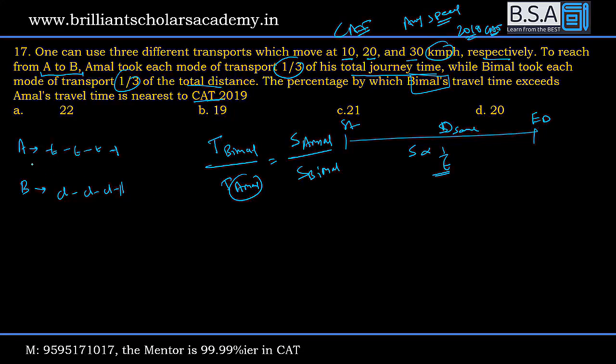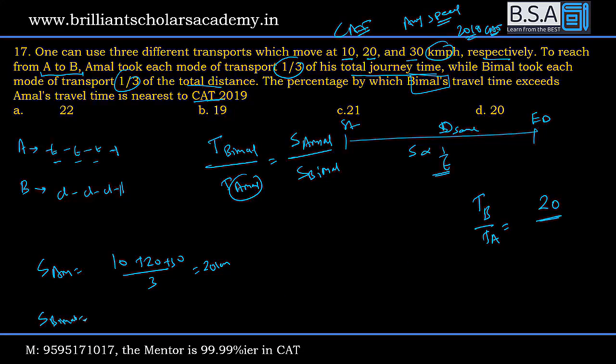What will be the speed of Amal? Because Amal is dividing journey in equal times, speed of Amal will be 10 plus 20 plus 30 upon 3, which is 20 kmph. The numerator will be 20. Time of Bimal upon time of Amal is equal to 20 upon. What will be speed for Bimal?